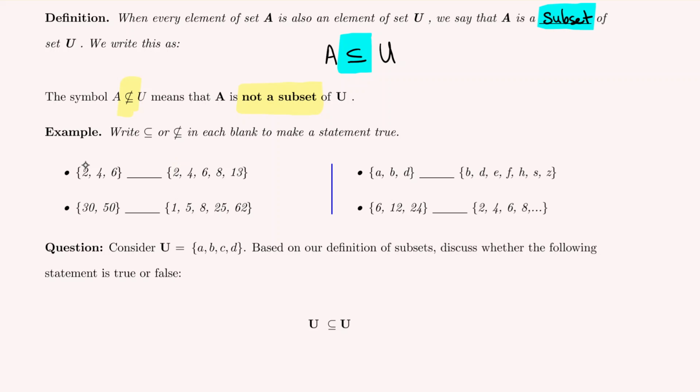So let's check. 2 is in the smaller set. 2 is also in the bigger set. 4 is in the smaller set. 4 is in the bigger set. 6 is in the smaller set. 6 is in the bigger set. Since every element here is an element of the bigger set, we would correctly write "is a subset."